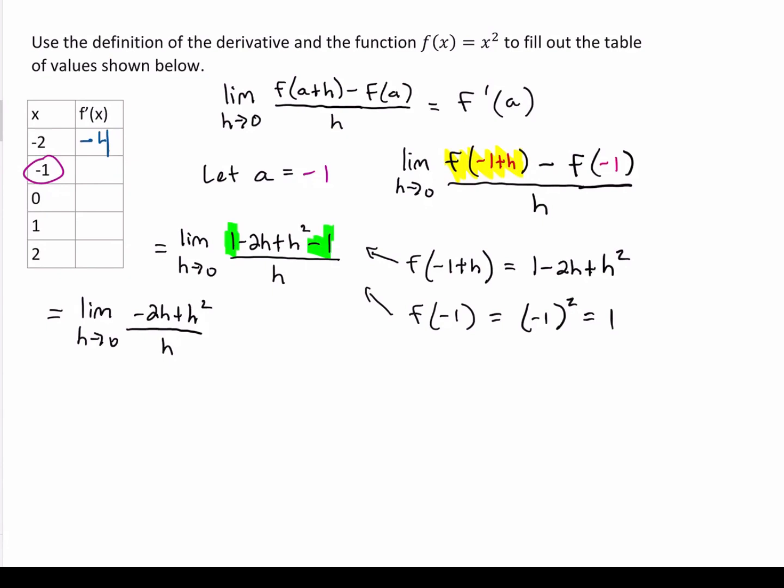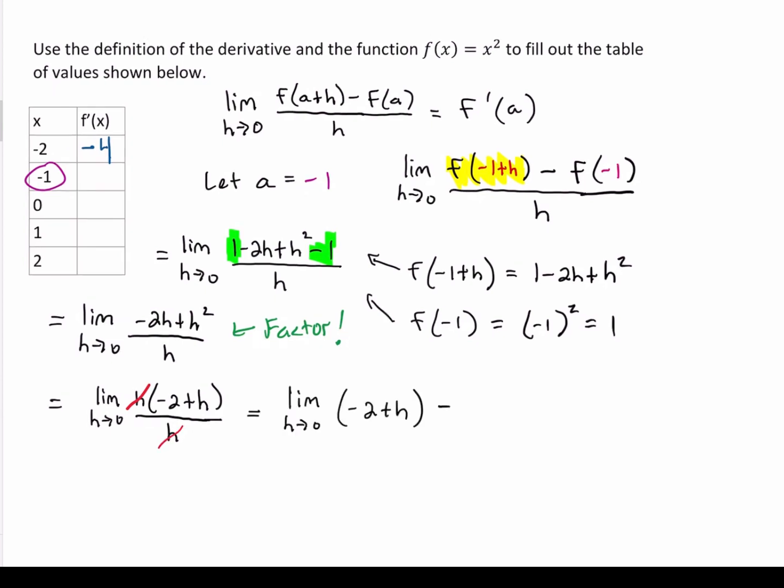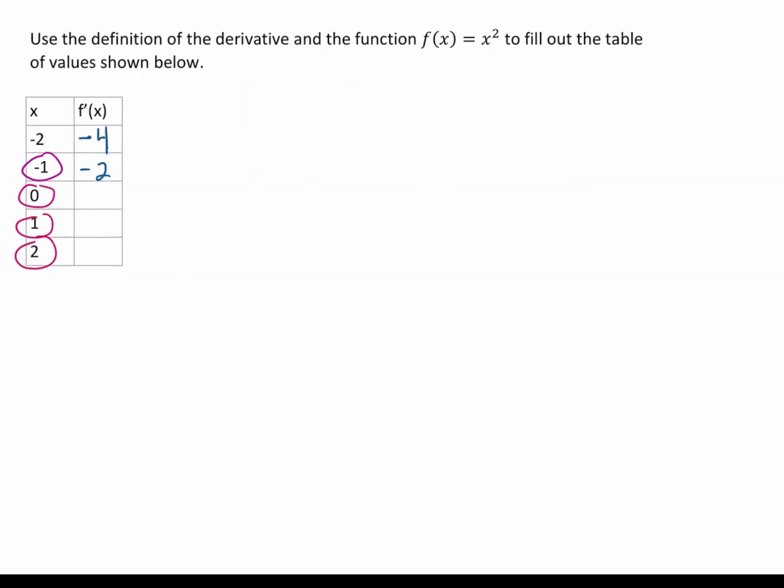Now go ahead and factor the numerator, pull out that h, cancel the h's, and rewrite the limit. Now we notice we can just simply plug in h equals 0, and this gives us our value of f prime of -1. Now let's add this result to the table. Now pause the video and do the remaining x values, x equals 0, x equals 1, and x equals 2. Okay, let's take a peek at these solutions.